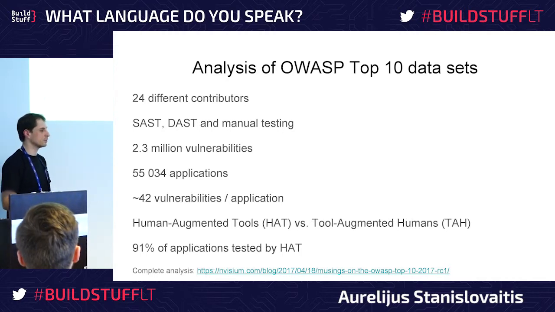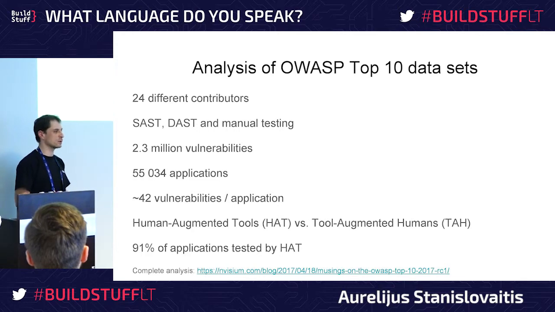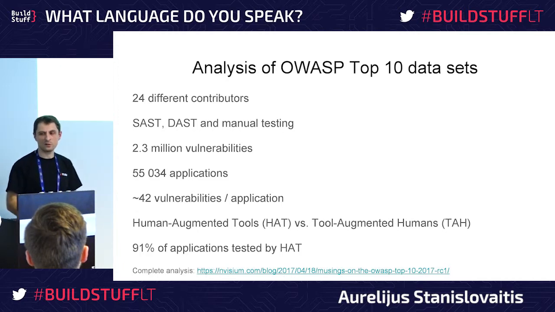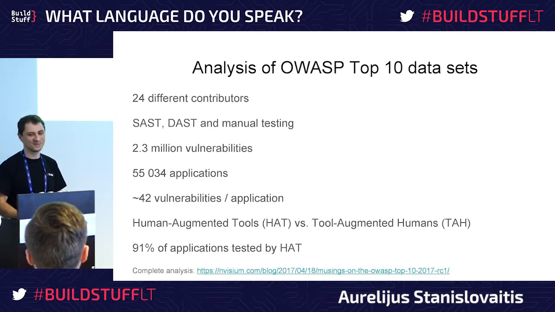In total, the data set included 2.3 million vulnerabilities. 55,000 applications were represented in these data sets. So the average is 42 vulnerabilities per application, and 40 of them are cross-site scripting.